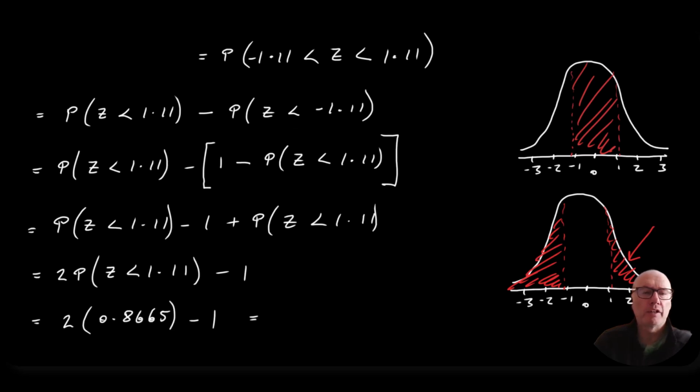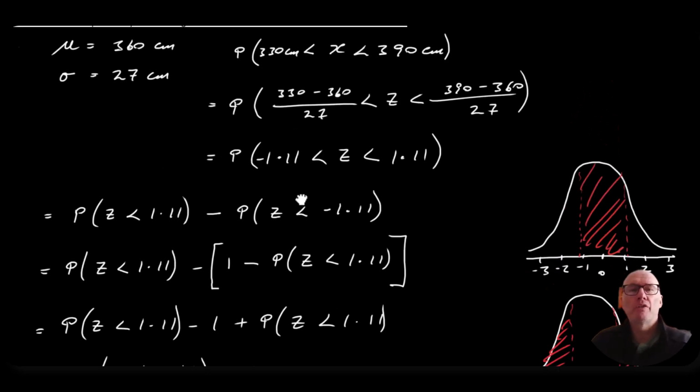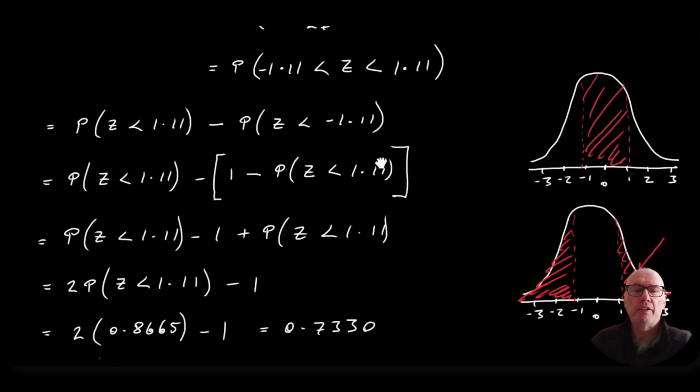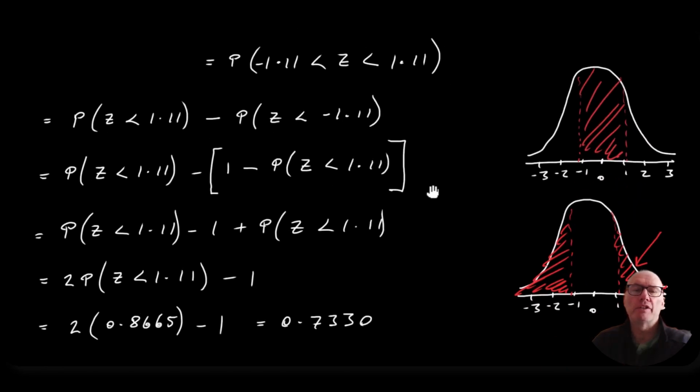So if we work that out, it's just calculator work after that, we get 0.7330. That just means that the probability of picking a tree at random from Fiach's forest, that it is between 330 centimeters in height and 390 centimeters, in other words that it appears in this part of the graph here, is 0.7330, or 73.3% chance that that will happen.